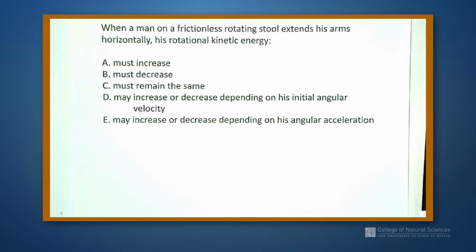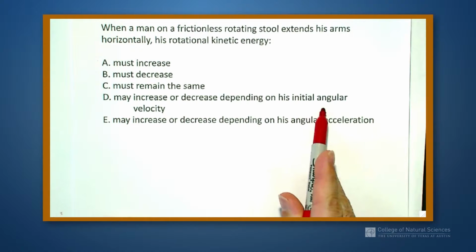When a man on a frictionless rotating stool extends his arms horizontally, his rotational kinetic energy does what? Does it increase, decrease, or stay the same? It may increase or decrease depending on the initial angular velocity, may increase or decrease depending on his angular acceleration. I'm going to take a guess that it's not D or E. I'm going to take a guess that it's one of these first three. It just doesn't make sense that the initial condition would matter.